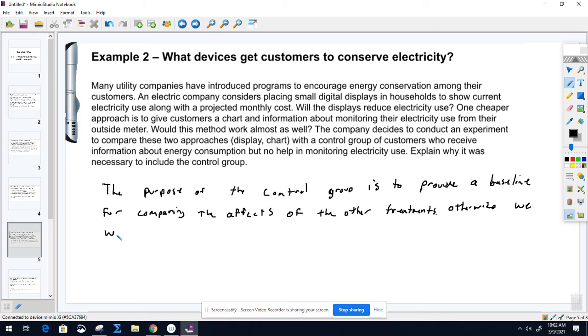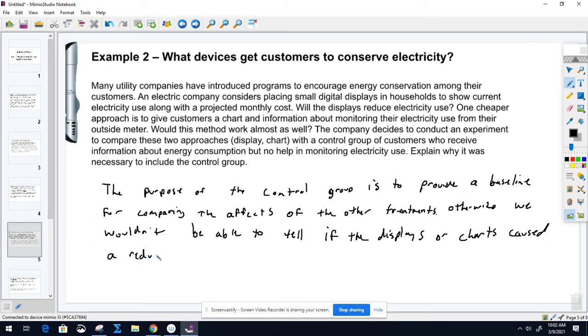Otherwise, we wouldn't be able to tell if the displays or charts caused a reduction in electricity use. Okay, so again, you got to have some sort of control group.